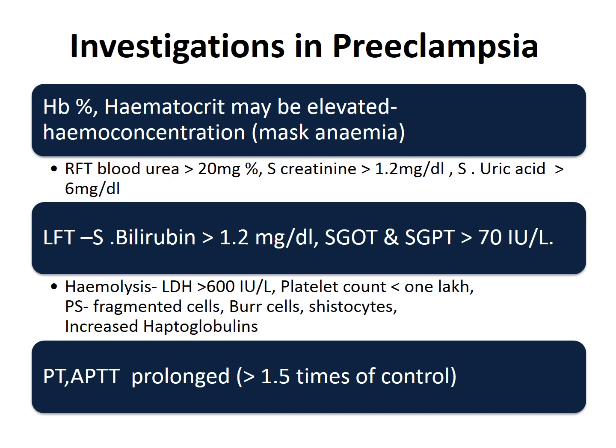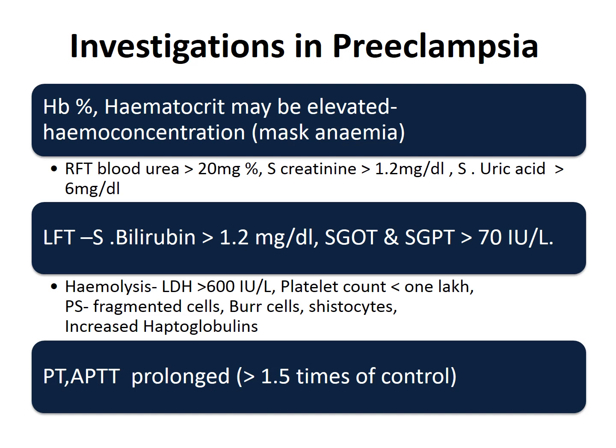In the liver function test, a serum bilirubin value of greater than 1.2 mg per deciliter, and SGOT and SGPT greater than 70 international units per liter are taken as abnormal. Evidence for hemolysis are LDH greater than 600 international units per liter, platelet count less than 1 lakh, and the peripheral smear showing fragmented cells, burr cells, schistocytes. And in blood there will be an increase in the haptoglobulins.